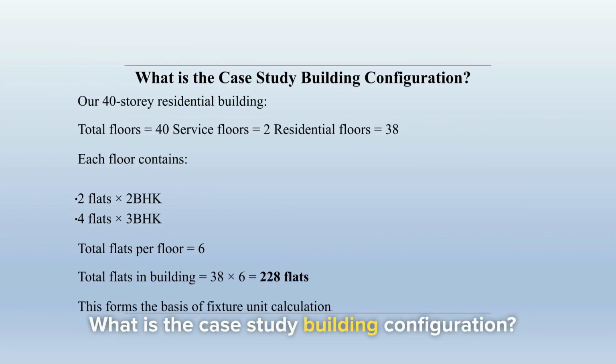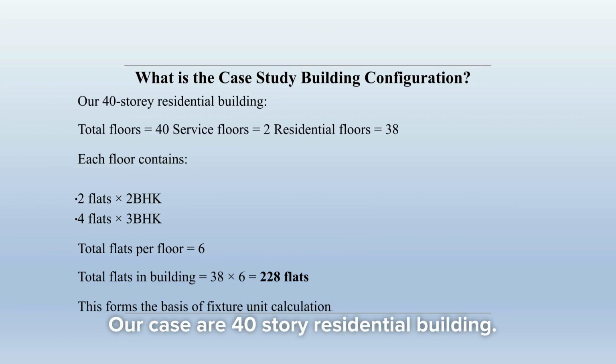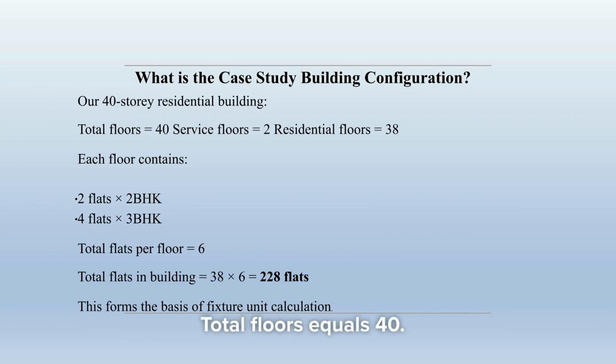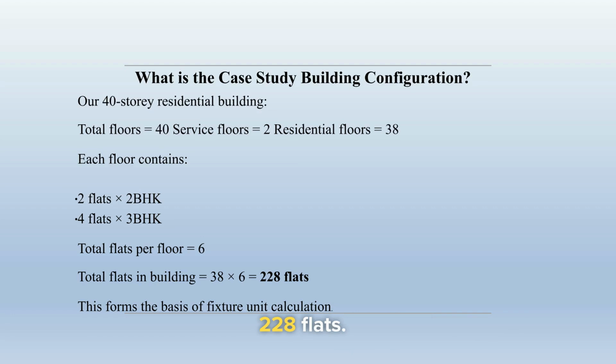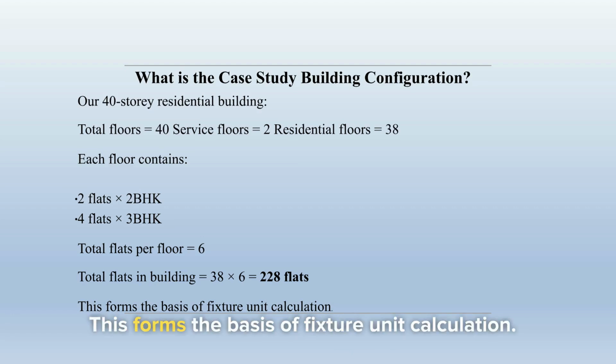What is the case study building configuration? Our case: a 40-story residential building. Total floors equals 40. Service floors equals 2. Residential floors equals 38. Each floor contains 2 flats of 2 BHK and 4 flats of 3 BHK. Total flats per floor equals 6. Total flats in building equals 38 times 6 equals 228 flats. This forms the basis of fixture unit calculation.